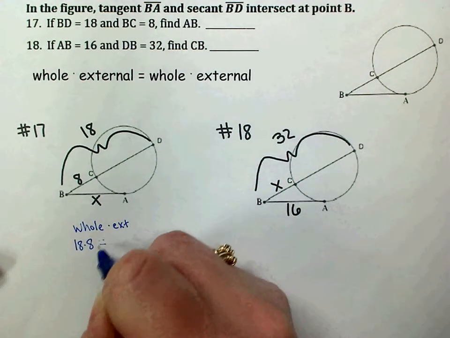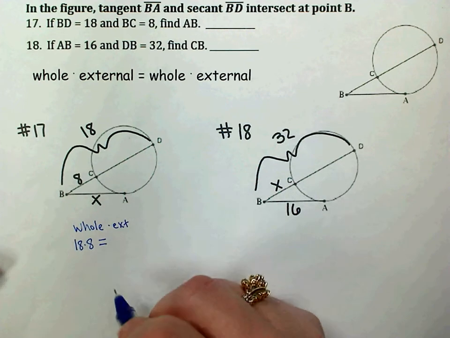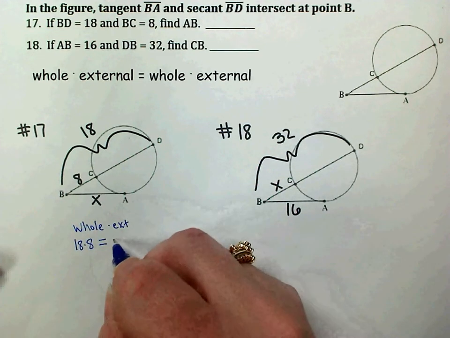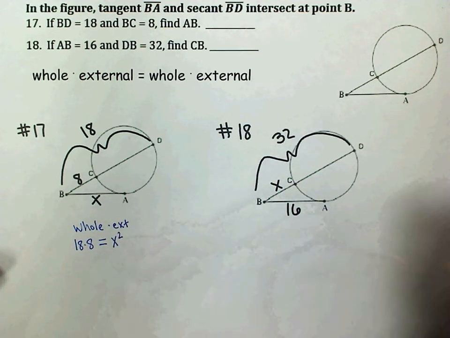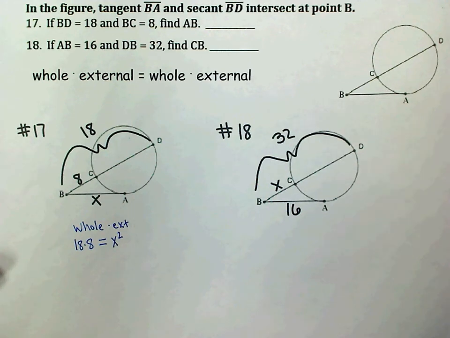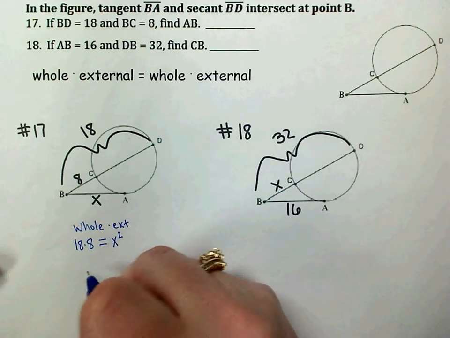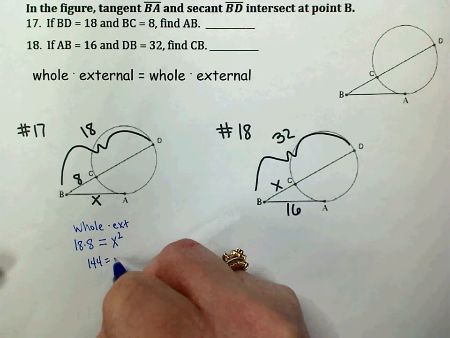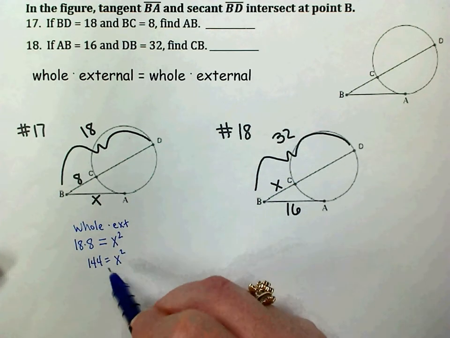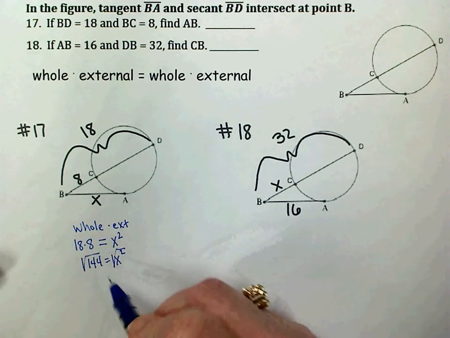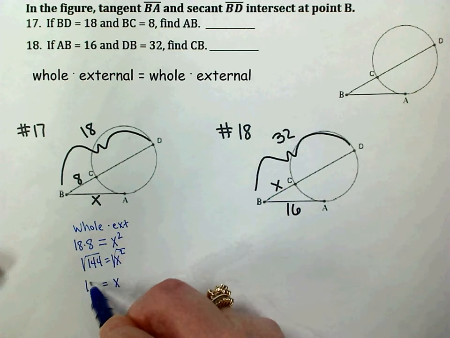For the tangent, the whole and the external part are your whole length of the tangent, which is x, so x times itself is x squared. So when you do the 18 times 8 and get 144 equal to the x squared, you can find x by taking the square root of both sides, so x equals 12.